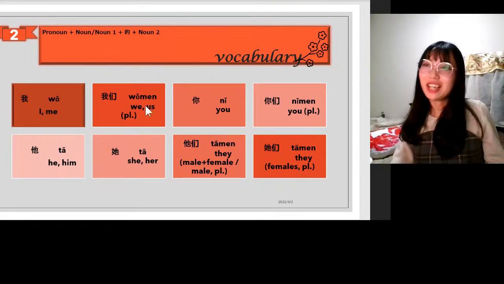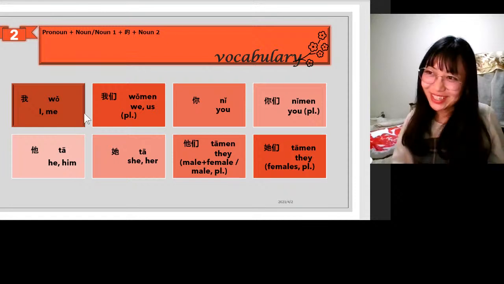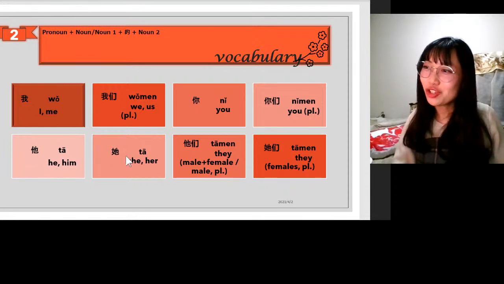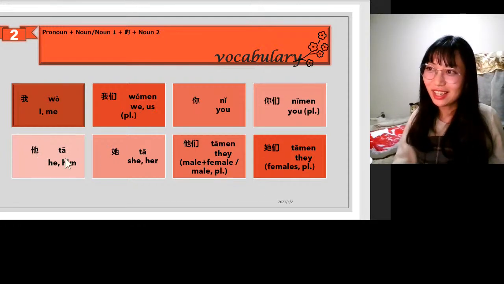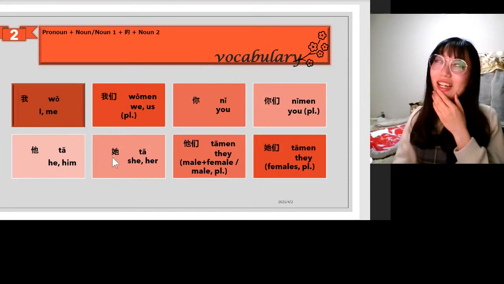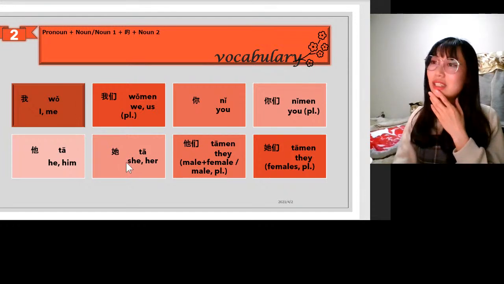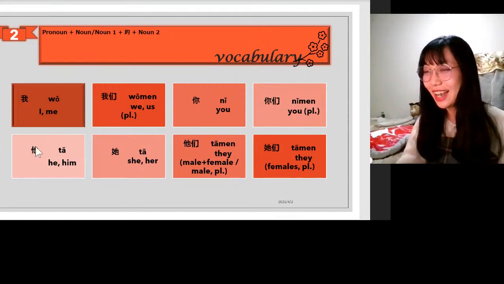Actually, I'm going to teach you this next Friday. But I really want to tell you that in English there is he and she, even in Japanese kare, kanojo. Spanish has él and ella, and French has il and elle. Only in Chinese, the characters are different, but the pronunciation is the same.